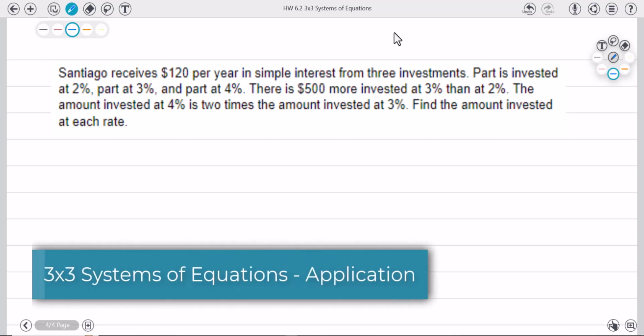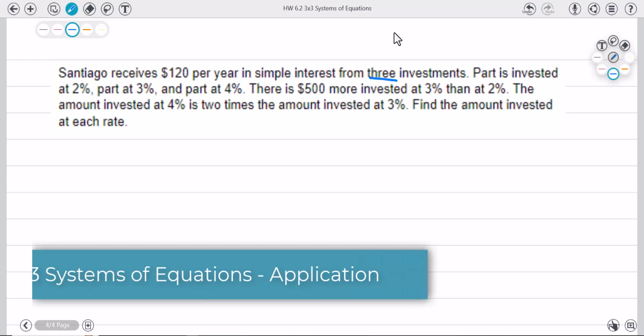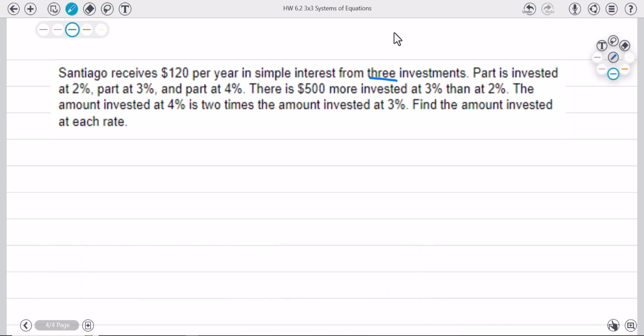Okay, you're looking at 3 investments. So we'll end up calling those X, Y, and Z. The part that is invested at 2% we'll call X. The part that's invested at 3% we'll call Y. And the part at 4% is Z.